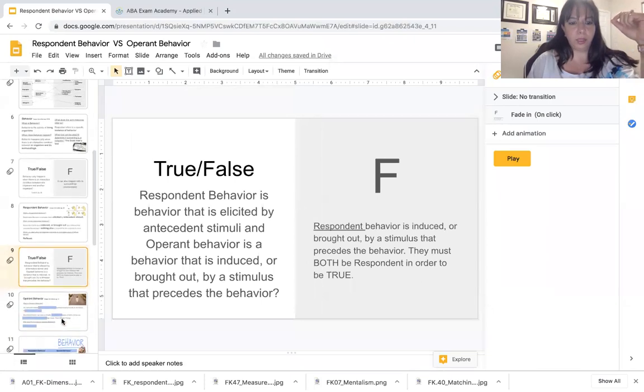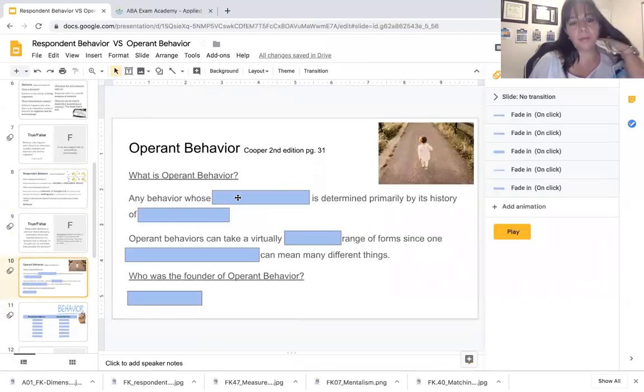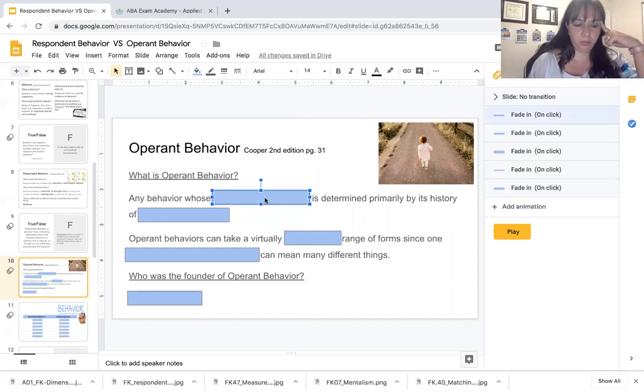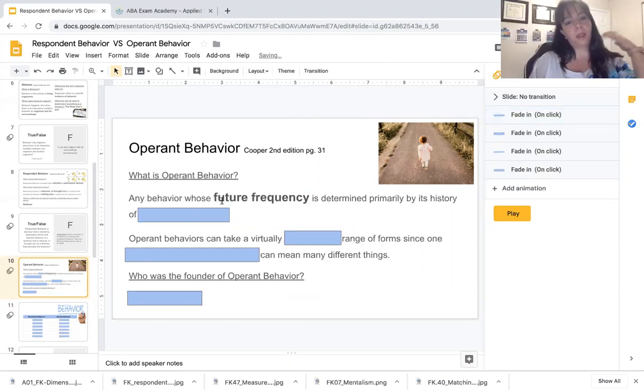All right, so let's move on to the next one. The next one is going to be operant. What is operant behavior? Any behavior whose blank is determined primarily by its history of blank. Think about it. What does operant behavior do? Does it increase or decrease the future frequency? Yes or no? Both, exactly. So any behavior whose future frequency is determined primarily by its what?